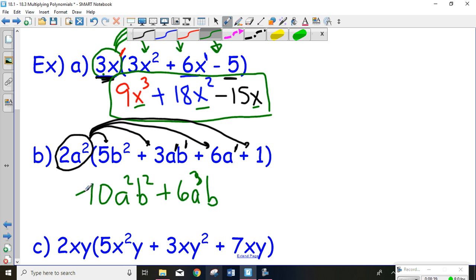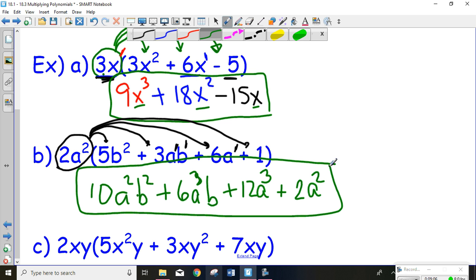Now I'm taking my 2a squared times the 6a. So 2 times 6 is 12. And a squared times a, again, 2 plus 1 gives me a to the 3rd. And last, 2a squared times 1. 2 times 1 is just 2. And I keep the variable the same, so it's 2a squared. There's my answer.